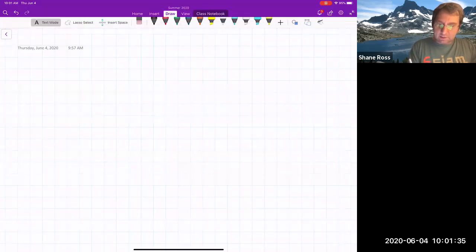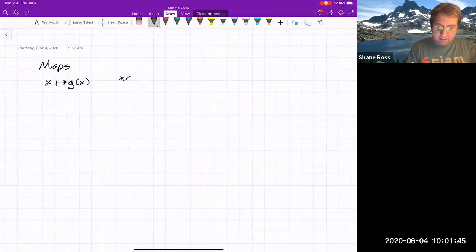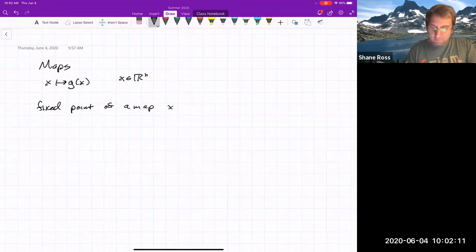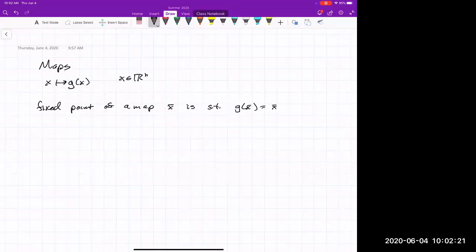let me get to my pen. And I'll use this symbol: X goes to G of X, and we're still in Rn. If you have a fixed point of a map, just like we started with equilibria and stable and unstable manifolds for equilibrium points of continuous dynamical systems or ODEs, we could look at the fixed point of a map. This is a point such that G of X bar equals X bar.